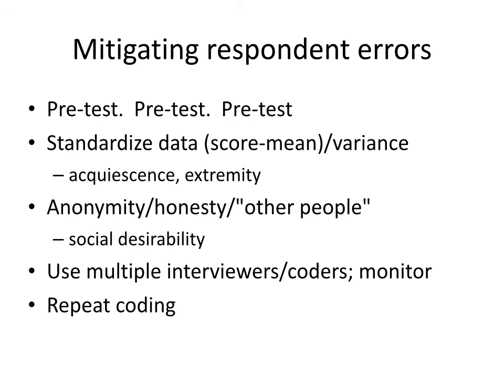So how do we mitigate respondent errors? Well, pretest, pretest, pretest. To assure that people understand the questions properly, to assure that people don't feel pressure to answer in a certain way, to discover whether people are guessing what the hypothesis is, to assure that interviewers are not displaying any sort of bias, to find out whether people are responding with an acquiescence bias or an extremity bias.